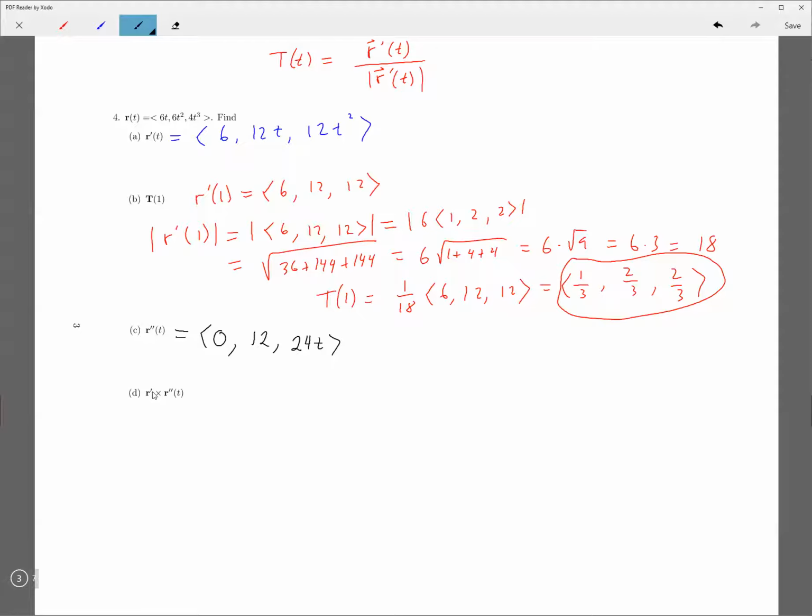Okay, and then the final one is r prime of t cross product with r double prime of t. So we've got to do a cross product here as well. And you want to put this first, so that's 6, 12t, 12t squared, and then 0, 12, 24t. And then copy down the first two, of course, just like before. Okay, so we have these ones.